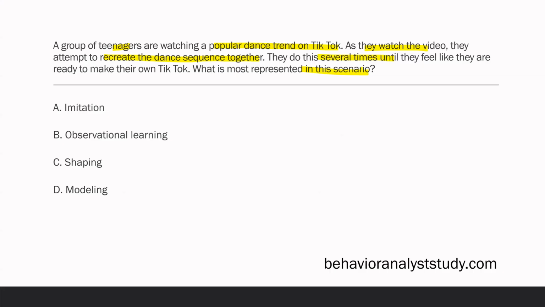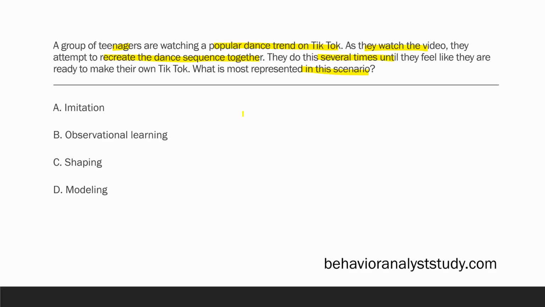So what is most represented in this scenario? Well, A, imitation. Again, B, observational learning would be, let's say the teenagers watch the dance on TikTok, and then later that week, they go to school and do the dance. That's more observational learning than imitation. C, shaping. We're not sure how the shaping is working, if there's shaping going on. We can't say with certainty, so C is out.